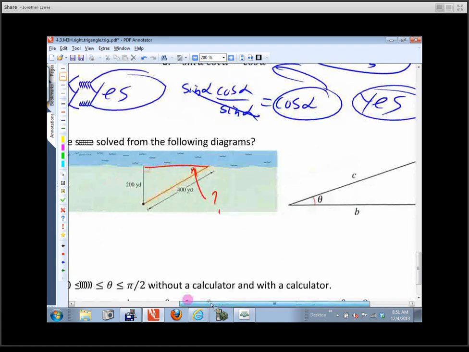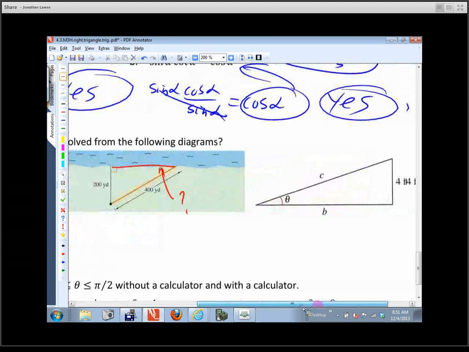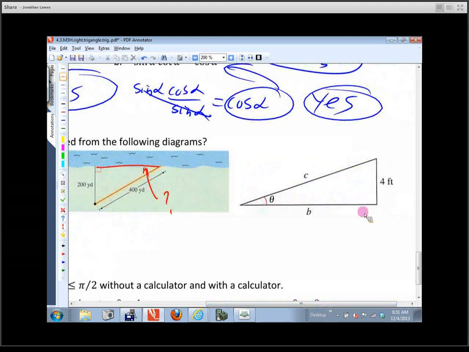You'll notice that on this one we had an angle and a side. On this one we've got two sides. We've got two pieces of information. How many pieces of information do we have here? Only one. Tough to solve a problem like that with only one. I'll add information to that so we can solve that.